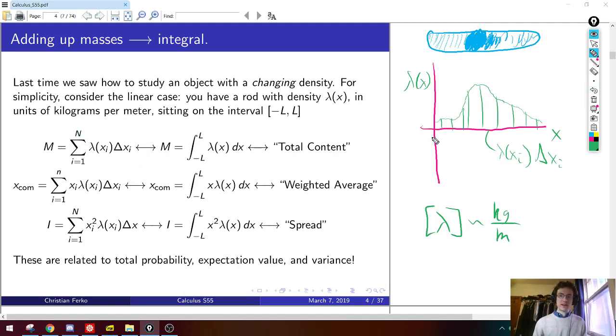Or said differently, if you take the limit as the delta xi's go to 0, this thing should turn into an integral. I made this from minus L to L for some reason, but if you take that limit, then this thing becomes the integral of the density function with respect to x. So this is something which you might call the total mass or total content.